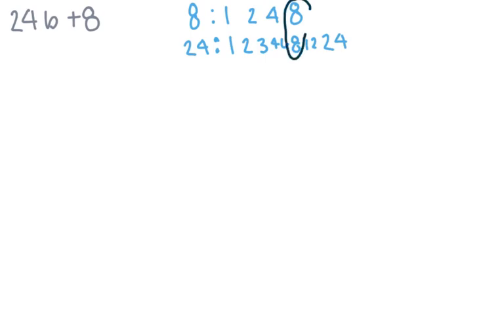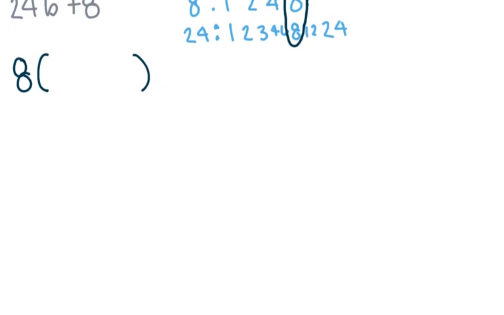And it looks like 8 is going to be our greatest common factor. So 8 is going to go on the outside, and then we can fill in our parentheses. And in our parentheses, remember, we have to divide the 24 by 8. So 24 divided by 8 is going to give us 3. So inside our parentheses, we will have 3b plus.